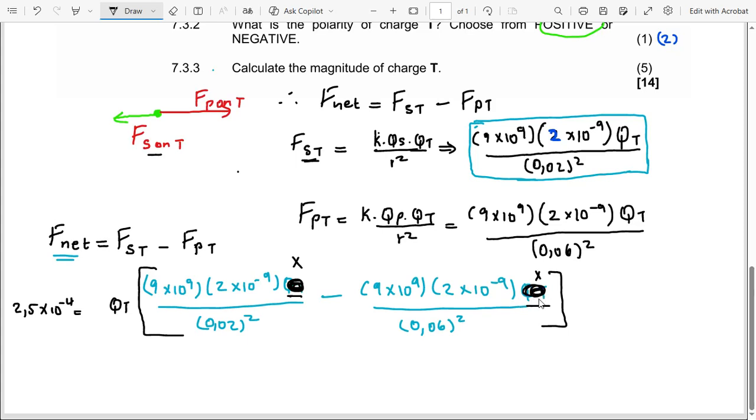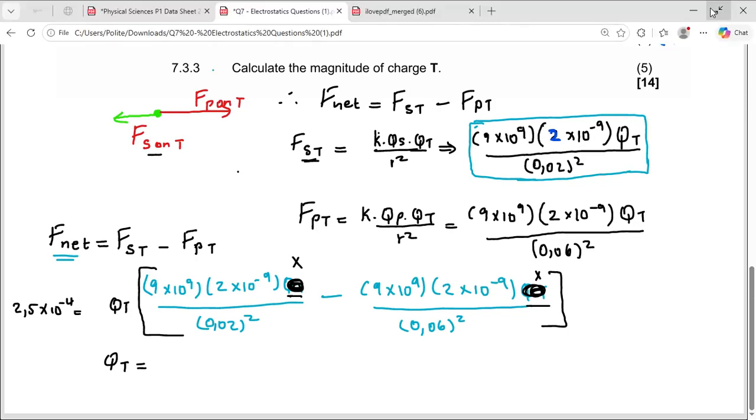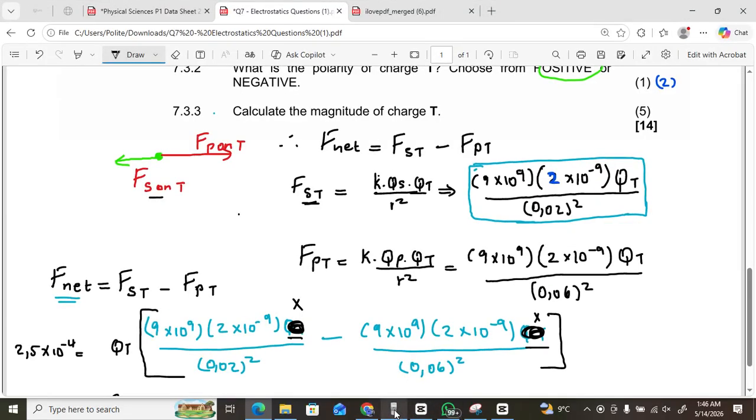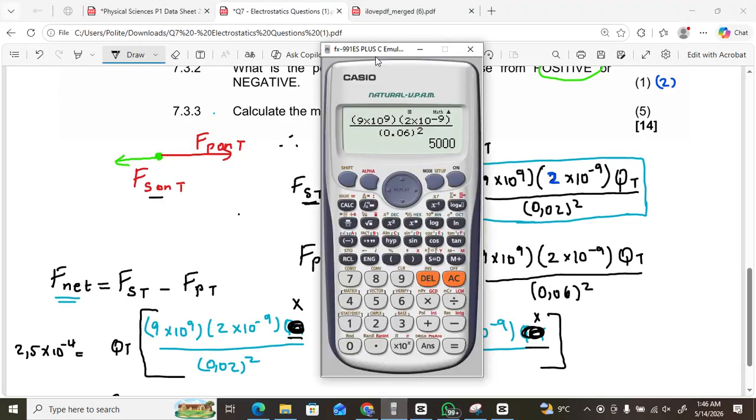But don't do this on your side. Just make sure that you follow all the steps. So the answer that we get, we need to divide both sides by that answer to make QT the subject of the formula. Right. Let's try and put that on the calculator and see what we get. Hopefully, we're going to put it correctly. Okay. Let me see.